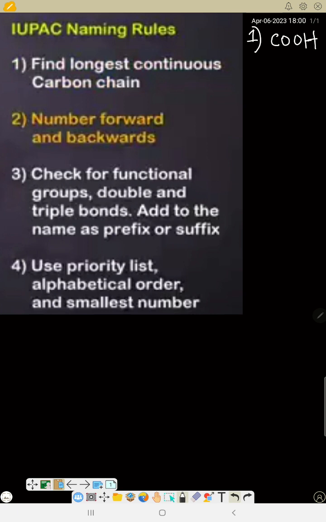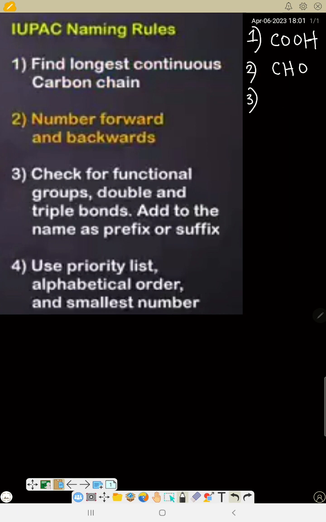COOH is alkanoic acid. So if you have COOH in the structure, it's the COOH that will tell us the direction we are going to take our numbering. And we start with the lowest number, the one that is very close to this COOH. Another one is CHO, so COOH surpasses CHO.